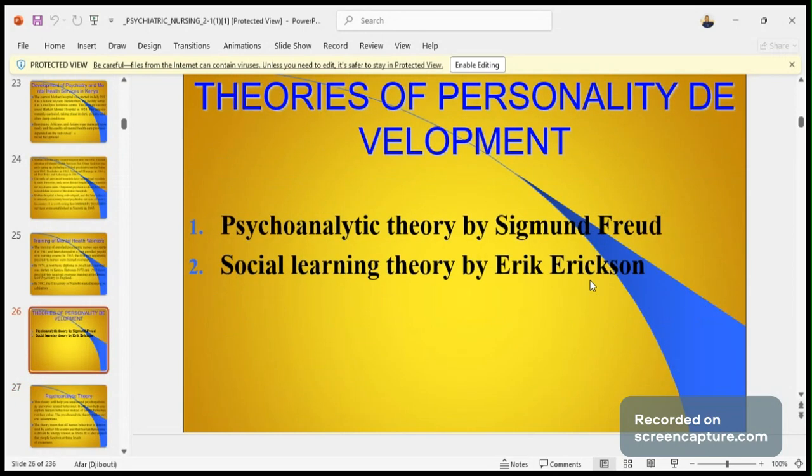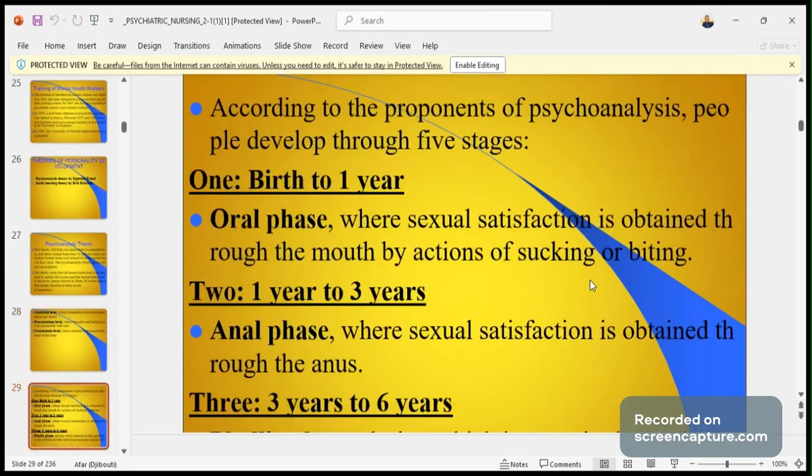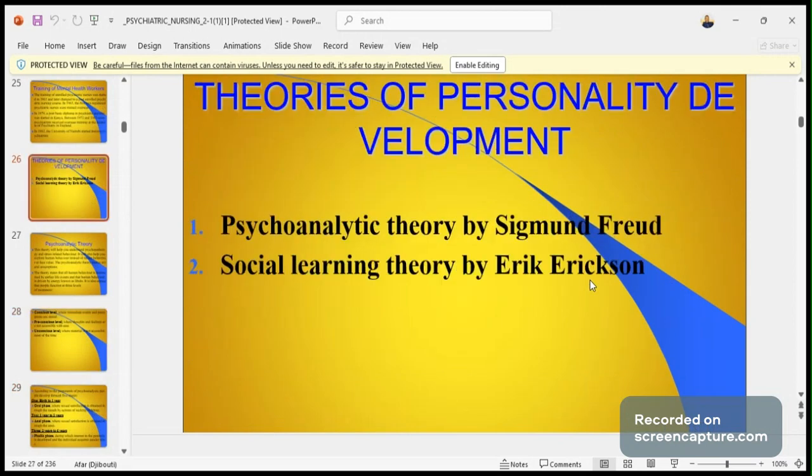So we'll check on the theories of personality development. But I think as for now, that is what is going to follow. Now I think we are done with the development of psychiatry and mental health service in Kenya, and that is the end of our session today, being on Thursday.